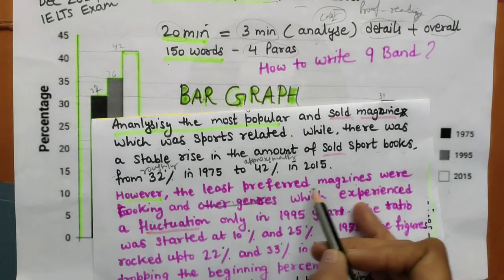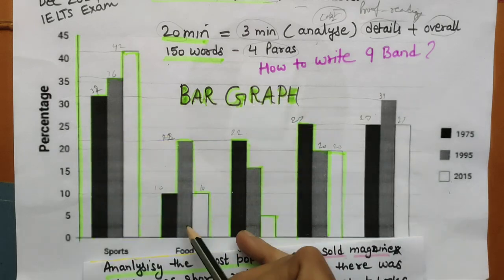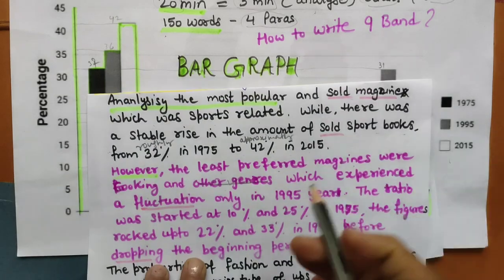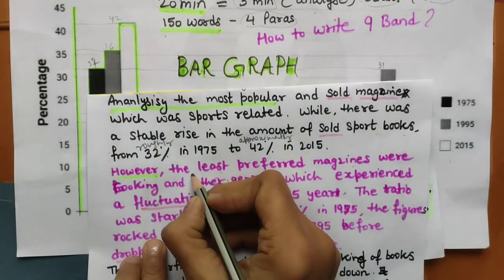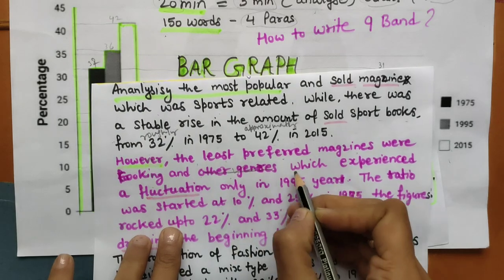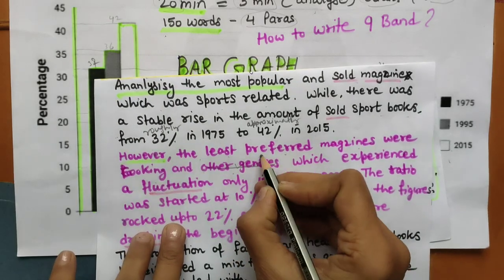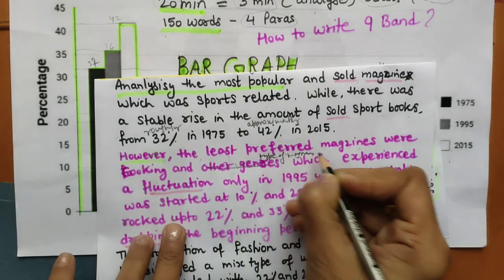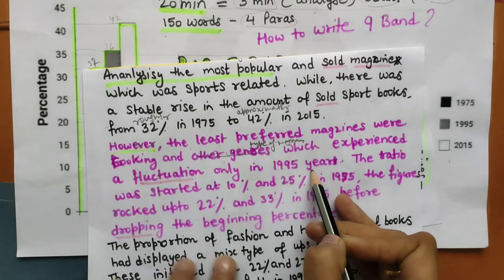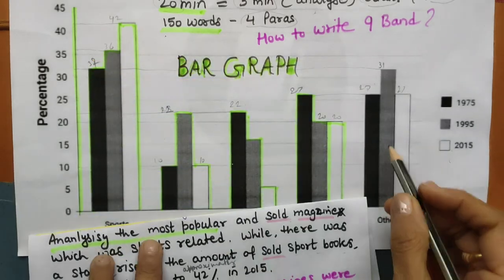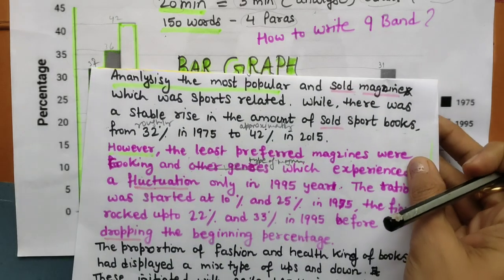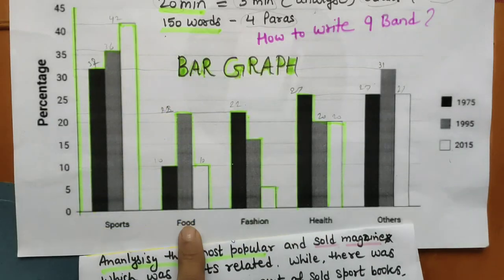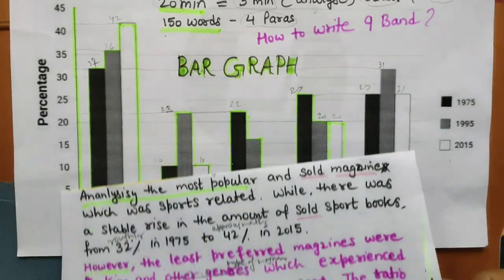So I have talked about the least preferred magazines, cooking I am talking about, but the fluctuations which this magazine had, it is not least preferred. And other genres, other types of magazines, you can just write it, which experienced a fluctuation only in the 1995 year. See this, only in the 1995 year. The ratio started at 10% and 25%. See this, first we are talking about food, 10%, 22%, and again 12.